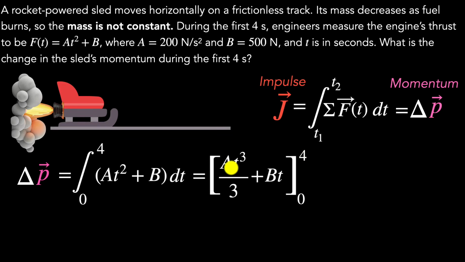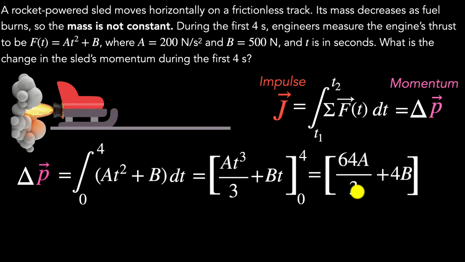And now we substitute the upper bound minus the lower bound. If you substitute the upper bound, you get a times 4 cubed, that's 64. So 64a divided by 3 plus 4b. And when I substitute the lower bound, I get a 0 here and I get a 0 here as well. So that's it. This is our change in momentum. And we know the values of a and b. It's given as 200 and 500 in their appropriate units. So if I just plug this into my calculator, which I'm sure you can do yourself, we will now find the change in momentum, and that happens to be about this much.